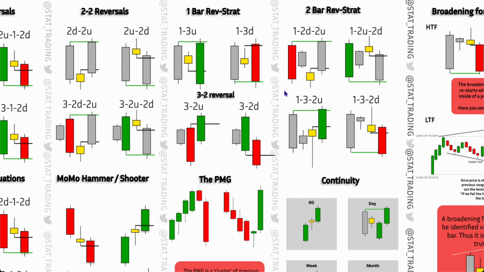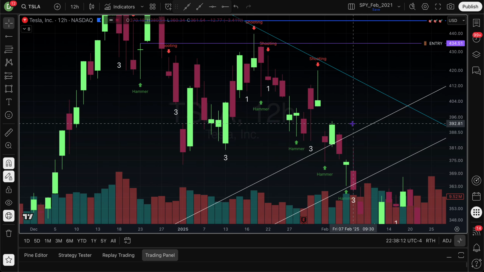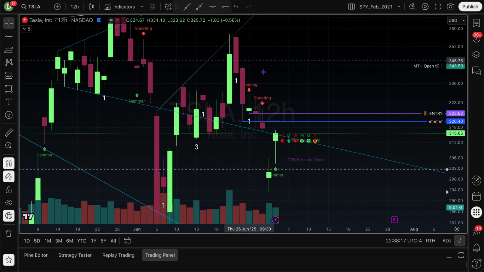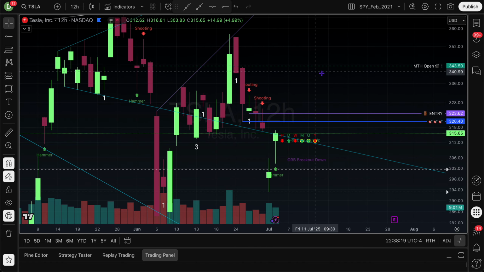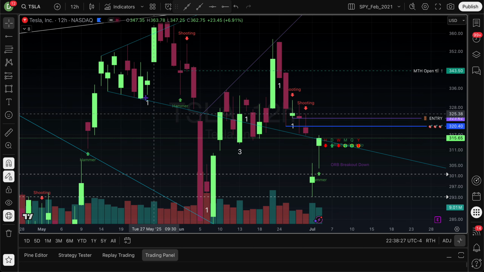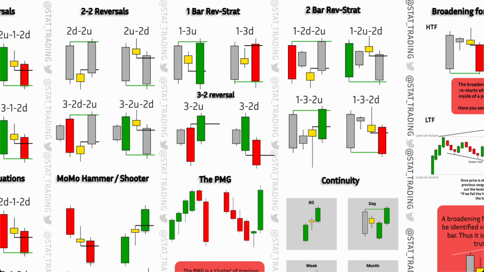And then you have the measured move, which is the Momo hammer. I'm trying to think if I have seen one on Tesla recently. This is Momo shooter. So entry here, boom, down. Technically, you could argue this is a Momo hammer too. So that would be the momentum. I know this was a little scattered, but I just want to be clear. This is literally the heart of the strat.